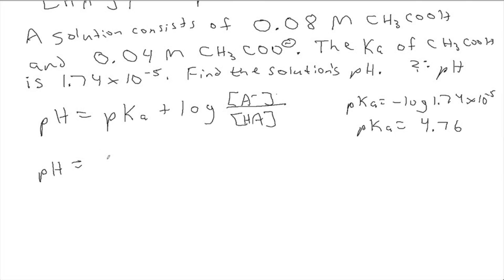For the pKa, plug in 4.76. Not the Ka. We don't plug in the Ka, we plug in the pKa. We have to know what level we're working at. What do you think I should write here? 0.04 over 0.08. Okay, now what? Calculate. Yeah, all right, so tell me what you get.